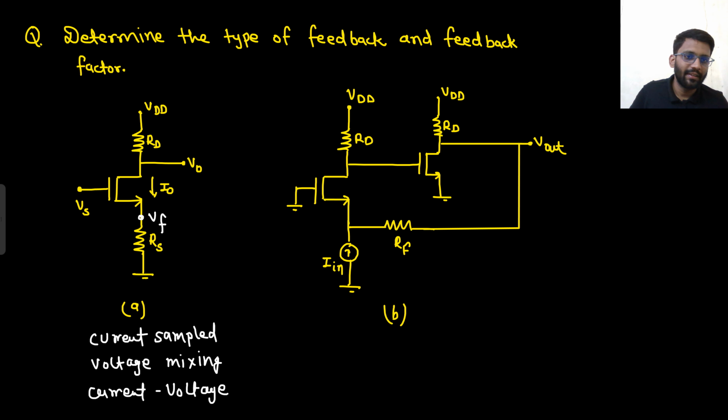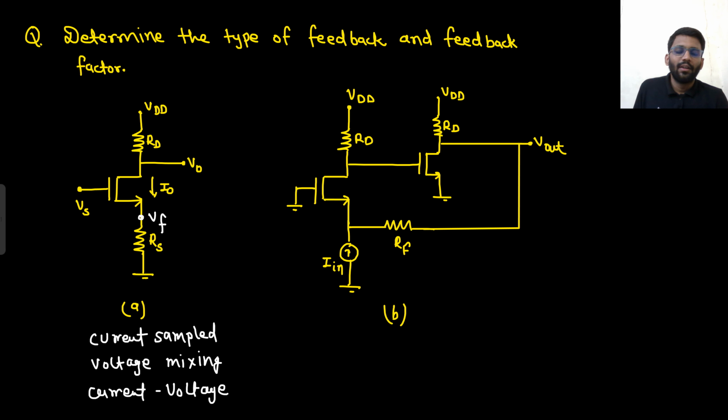Also, how can you determine this? You can determine it by the concept that I told you. Let's see the mixing. What is the input current? This is the input current, IS. Is it being mixed? No, this is not being mixed. This is completely going as it is. So there is no current mixing. That means there has to be voltage mixing. So there is voltage mixing.